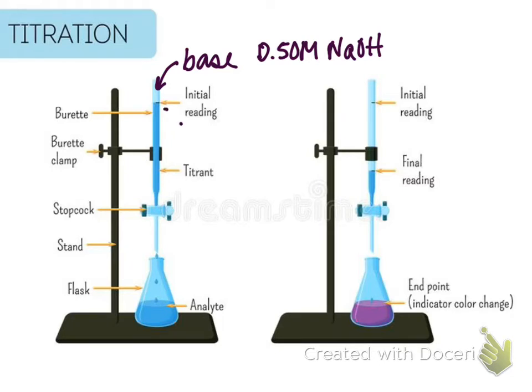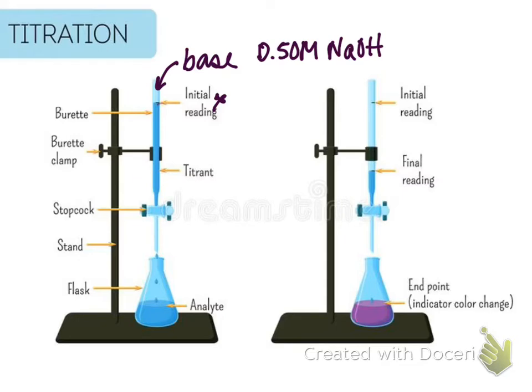Then you would take an initial reading. You'd get up close, and hopefully if you were looking at that other YouTube video, you could see they had zoomed in on that. And you would record your initial reading. This is one of the things that you're going to have in your data table.